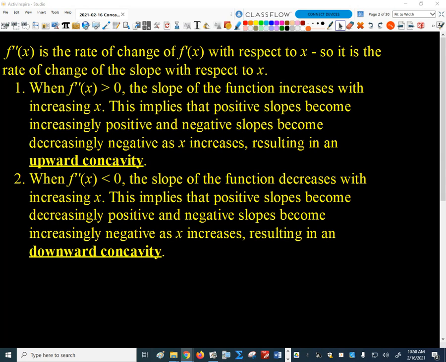Now the opposite would happen if the second derivative were negative. Then the rate of change of the slope would be negative. The value of the slope would be decreasing as the ant moved to the right. So positive slopes would get less positive, they would get less steep, and negative slopes would get more negative. If you contemplate that, doesn't that mean it would have to have a downward curvature at that point? The function would tend to curl downward or have a downward concavity.